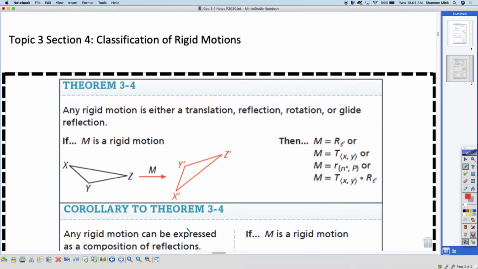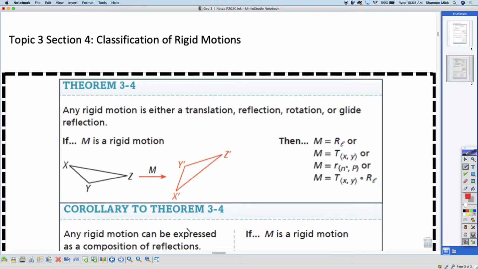Okay, so today we're doing section 3.4, classifications of rigid motions. Are we doing the whole packet? Yes, not that much. Okay, any rigid motion is either a translation, reflection, rotation, or a glide reflection. We have done translation, reflection, rotation. We haven't done a glide reflection.